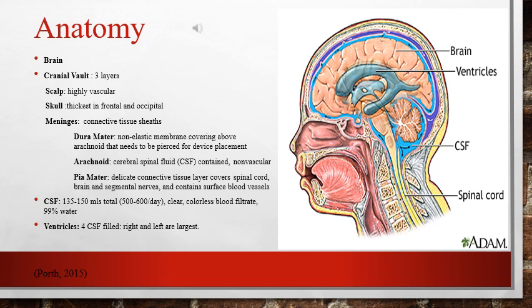We have approximately 135 to 150 mLs total at one time of CSF fluid contained in our ventricles and throughout our brain tissue areas here, like the arachnoid space. So we can make up to 500 to 600 mLs a day. Usually this fluid should be clear and colorless, and it's made up of 99% water.